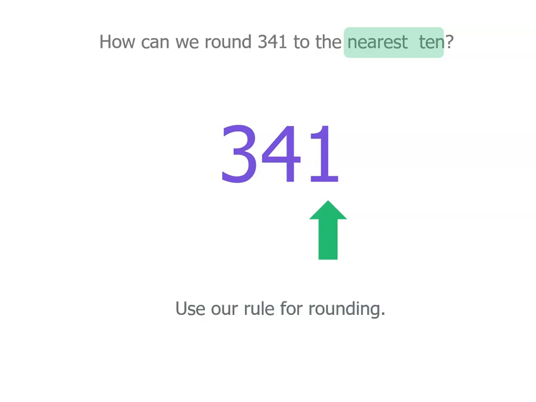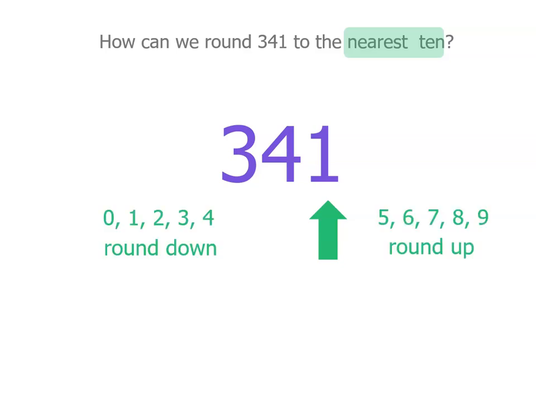Well, we've got a 1. So using our rule, if we've got a 1, we round it down. If we've got 5 or more, we round up. So we've got a 1, we're going to be rounding down.